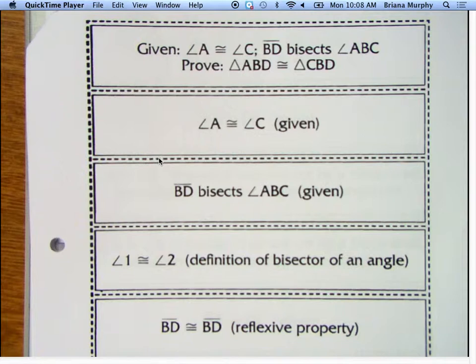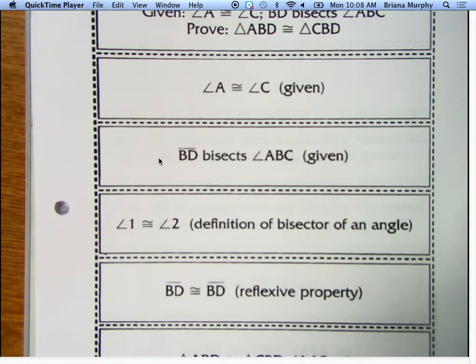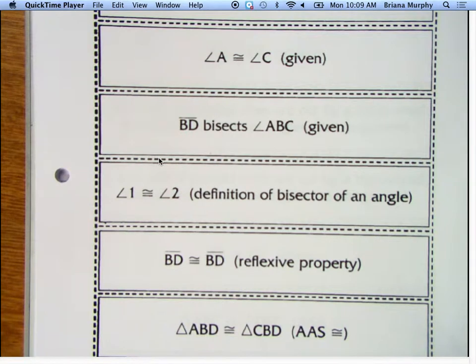We're given that A is congruent to C by given, and that BD bisects angle ABC by given. Angle 1 is congruent to angle 2 by definition of an angle bisector. BD is congruent to BD by reflexive, and triangle ABD is congruent to triangle CBD by angle, angle, side. Okay, number 3.